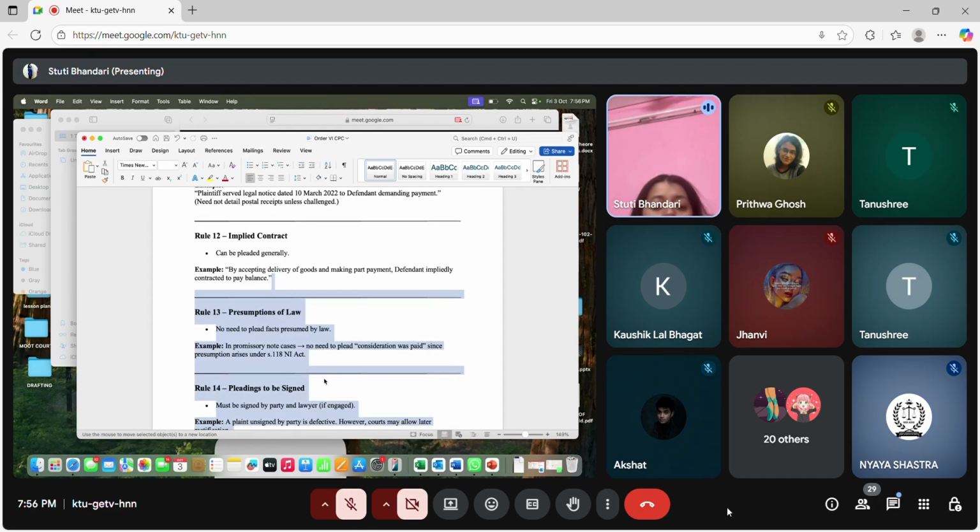Now coming to rule 13, which talks about presumptions of law. You only have to talk about material facts, not places where presumptions of law are there. You do not have to plead them. You know that there is a presumption of law in evidence that if a child is born within 280 days of the marriage, he is considered to be a legitimate child of the father.